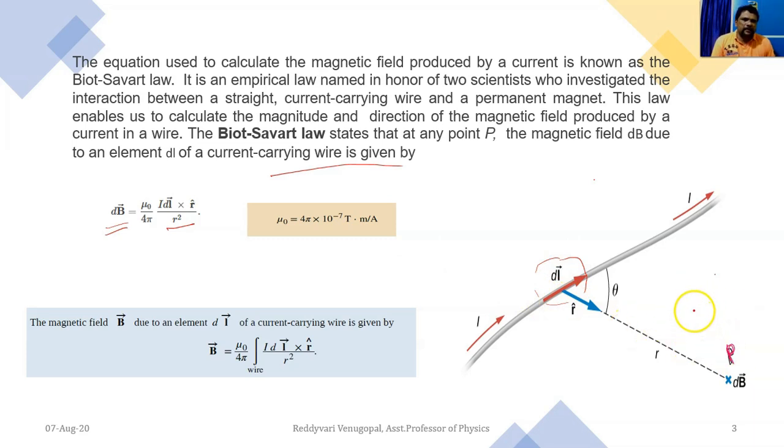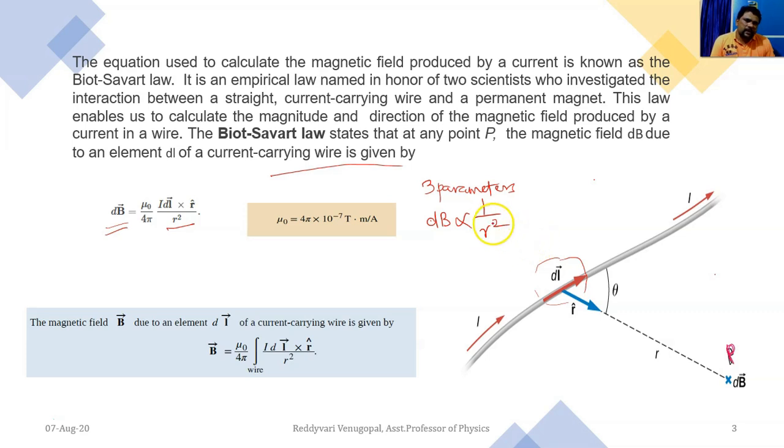This dB will be depending on three parameters. One is the distance of the point from the current carrying element. This is the current carrying element. Let us say dB is the magnetic field due to this current carrying element dl at point P. Then dB will be inversely proportional to r square.